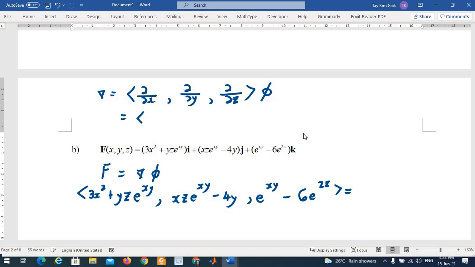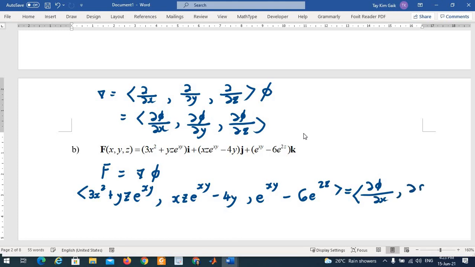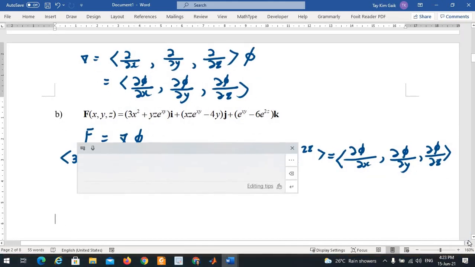The result is a vector, where we have del phi del x i, and then del phi del y j plus del phi del z k. This is vector times scalar. You get a result that is still a vector. Then you set it equal to F. Let it equal del phi, so del phi del x, del phi del y j plus del phi del z k. And then you equate component by component.